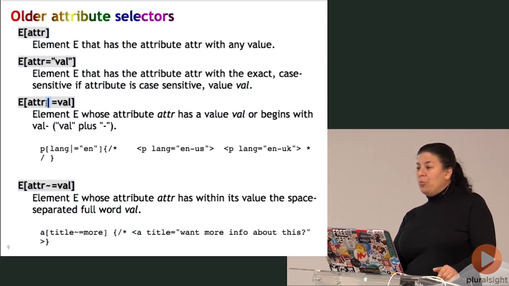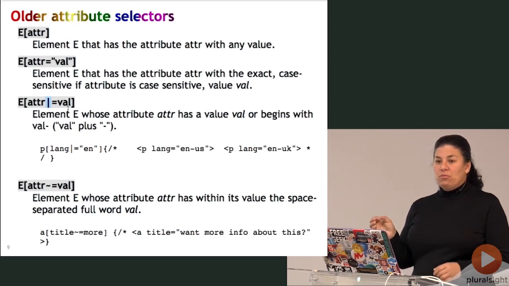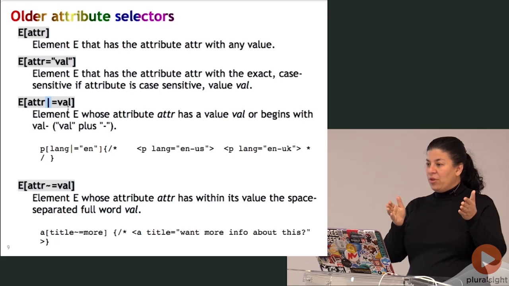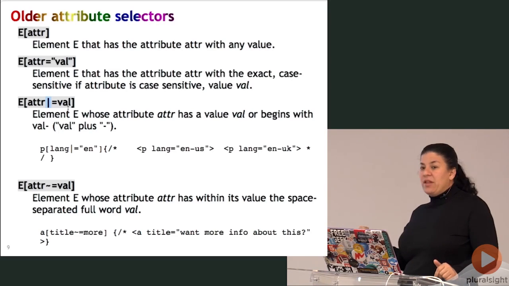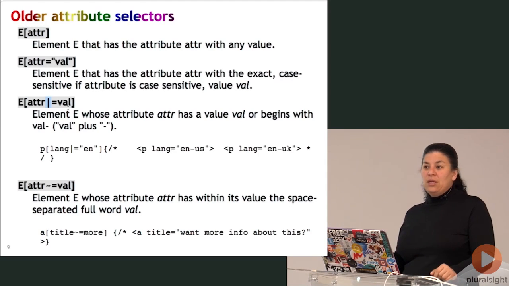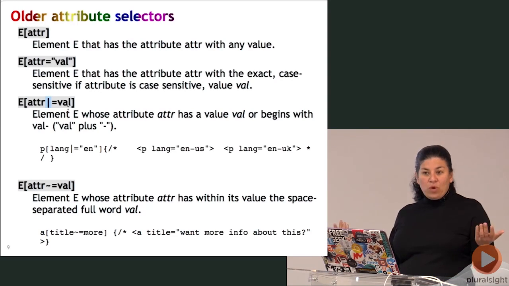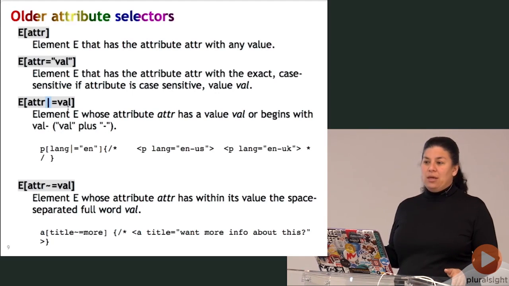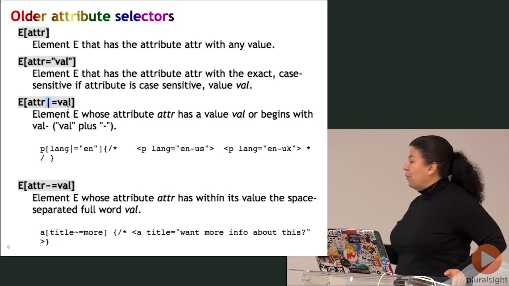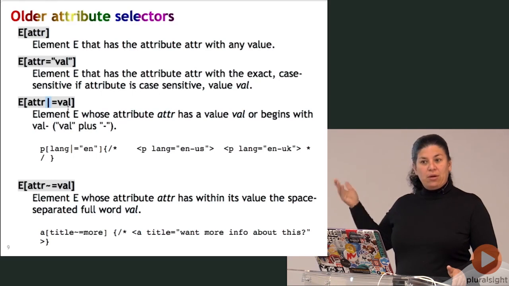We then have the pipe. Now the pipe equals means match anything that is exactly equal to, or starts with followed by a dash. Originally this was put into selectors because of languages. You would have EN-US, EN-UK. Right? So you don't want to say all the languages. You just want, basically, starts with EN. But there was no starts with. So they put the pipe in there.